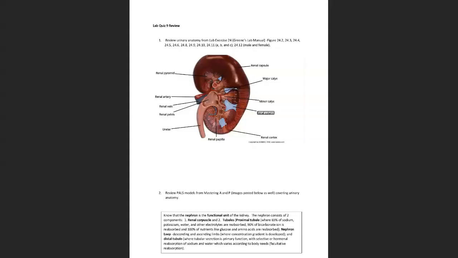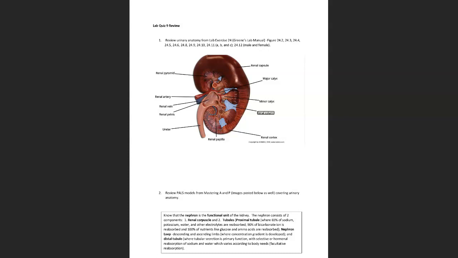Okay, this recording is material covering chapter 24, which is the urinary system anatomy. So I'm going to be going over major points and concepts covered in the lab quiz 9 review for the urinary system.